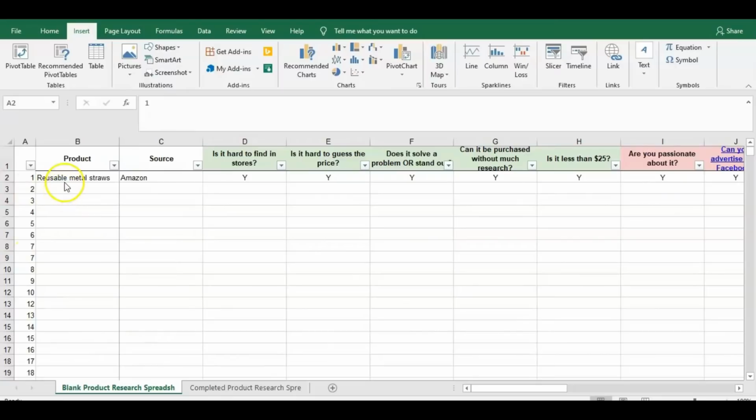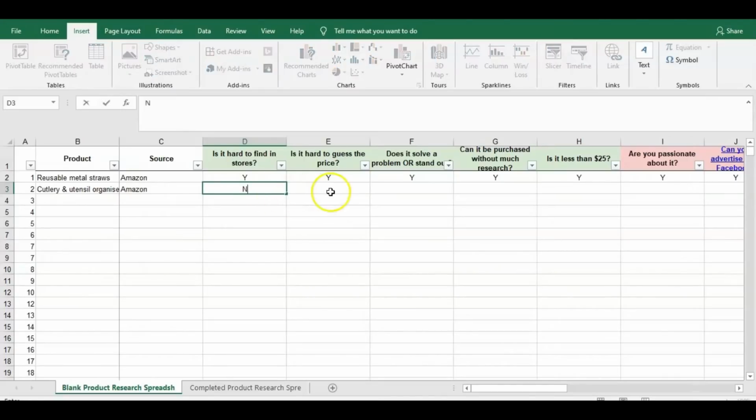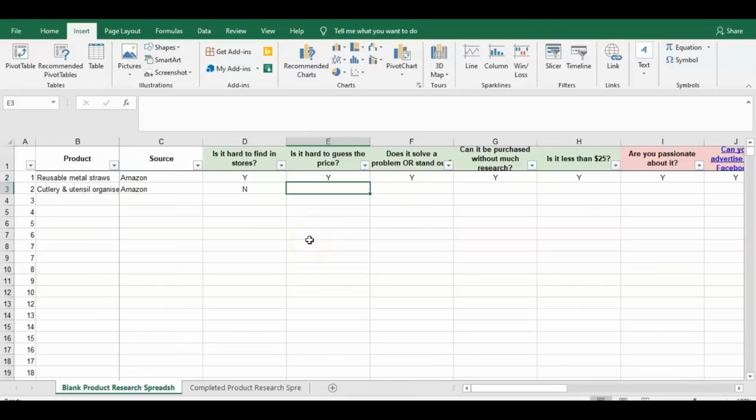Okay, so we're back in our spreadsheet. So what we're going to do is say cutlery and utensil drawer or organizer, isn't it? Okay, and that also was on Amazon. Is it hard to find in stores? Well, maybe not. We'll put no for that. Is it hard to guess the price? Yeah, I actually wasn't quite sure. I'm going to put yes.